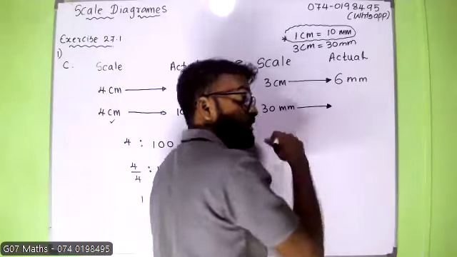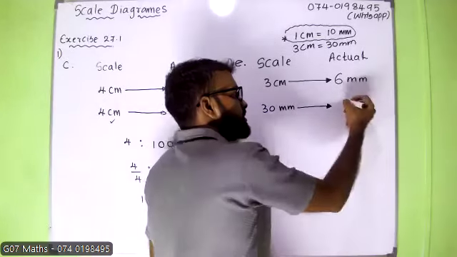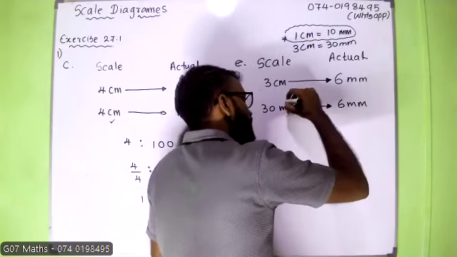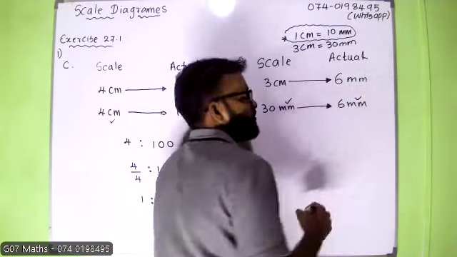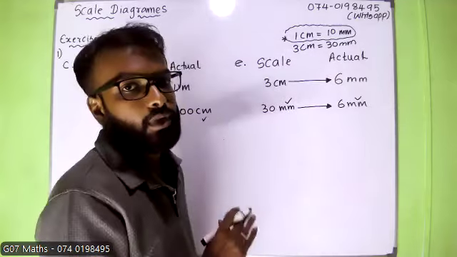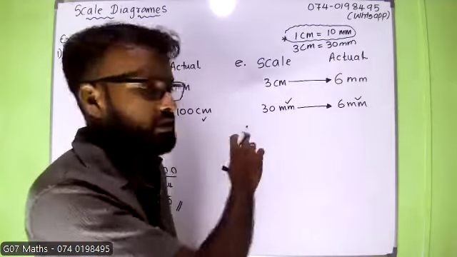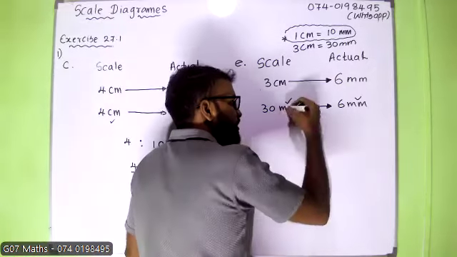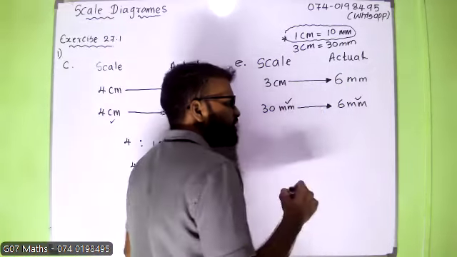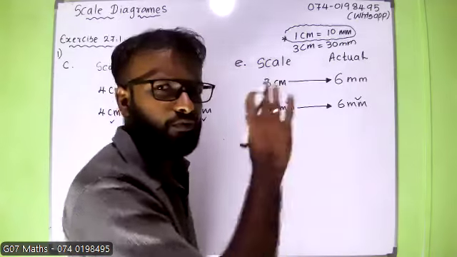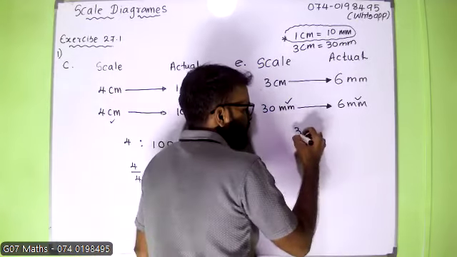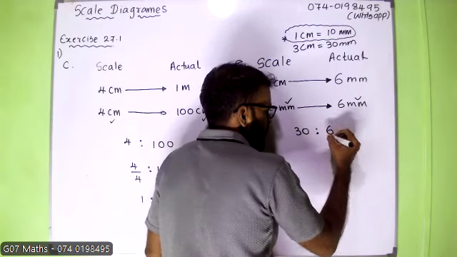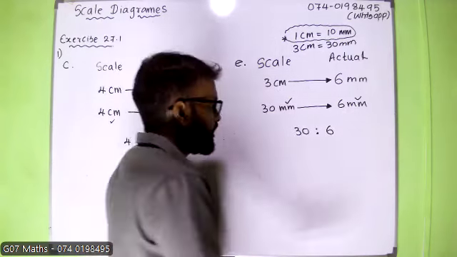So by using 30 millimeters, we are going to represent 6 millimeters. This is in scale form now. Millimeter and millimeter, both are the same units. Now we can represent this scale as a ratio. I can remove the unit millimeter, and write down the two values: 30 to 6.